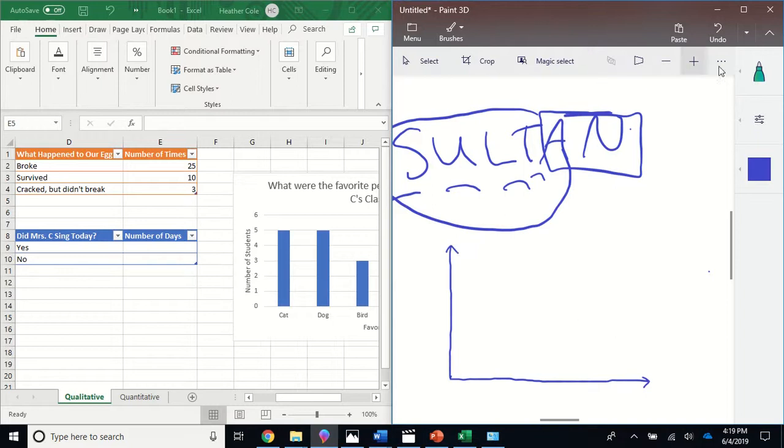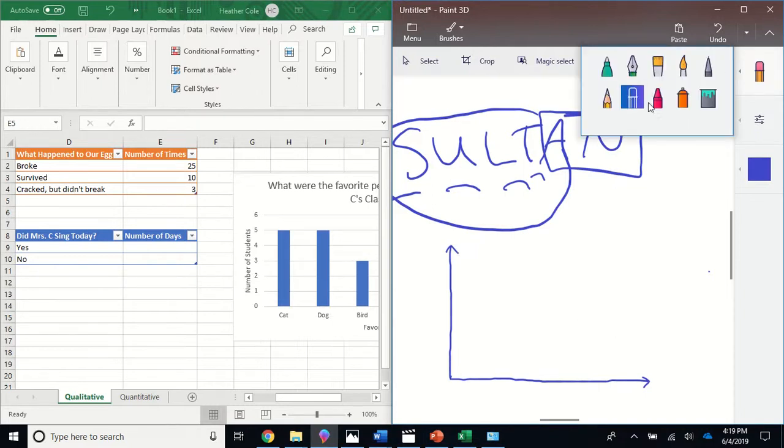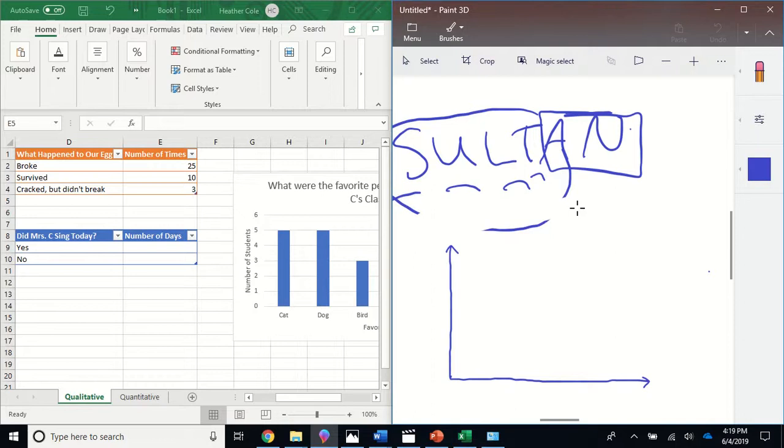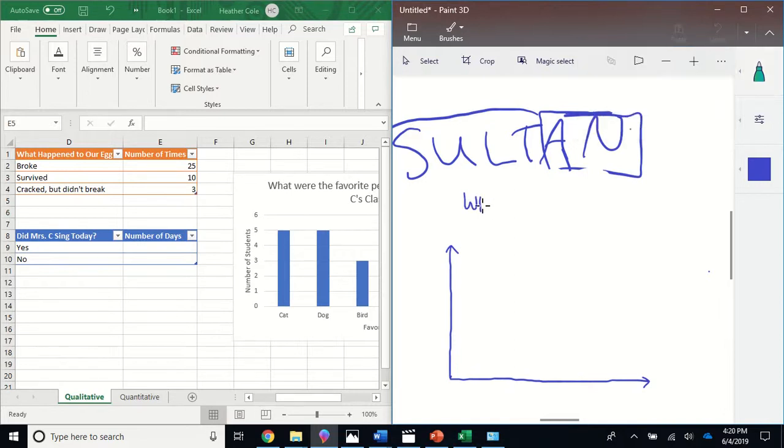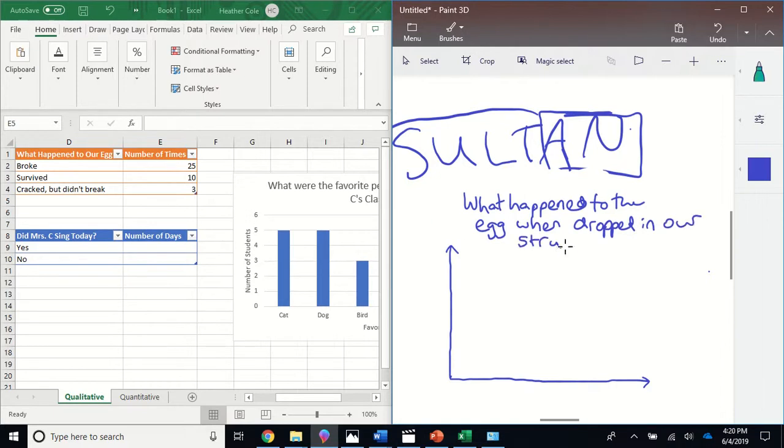So if I look back at our information here, I know that I have information about what happened to our egg during the egg drop. So I'm going to write a question just like that. So our question could be, and again, we're going to try to make it neat. When I'm writing on the computer, it's not going to be super, super neat, but I'm going to do my best. What happened to the egg when dropped in our structure?